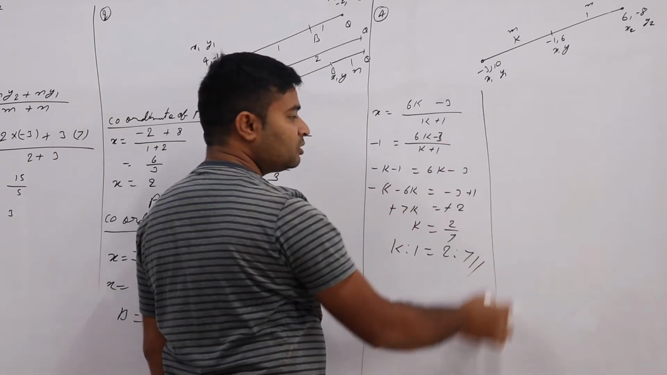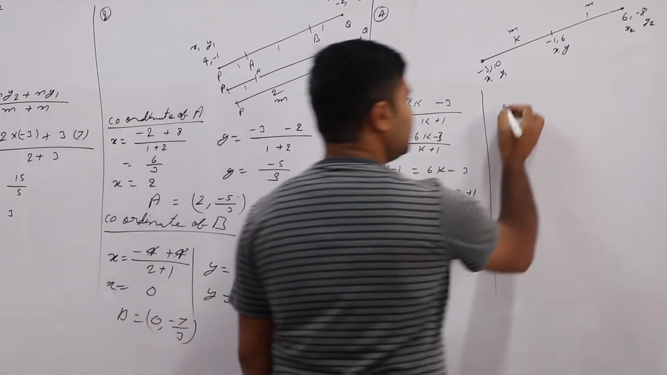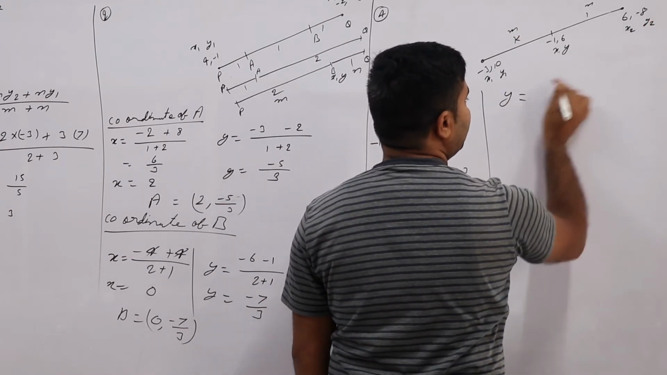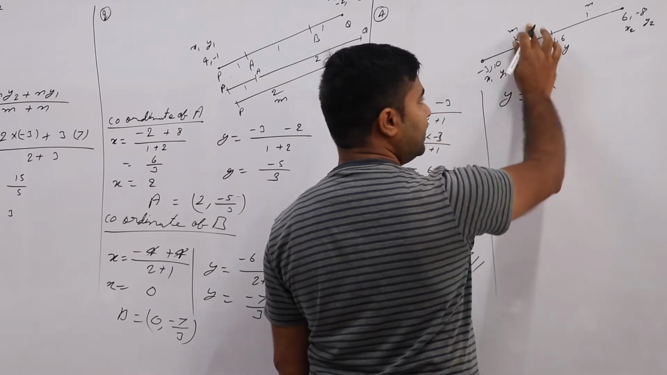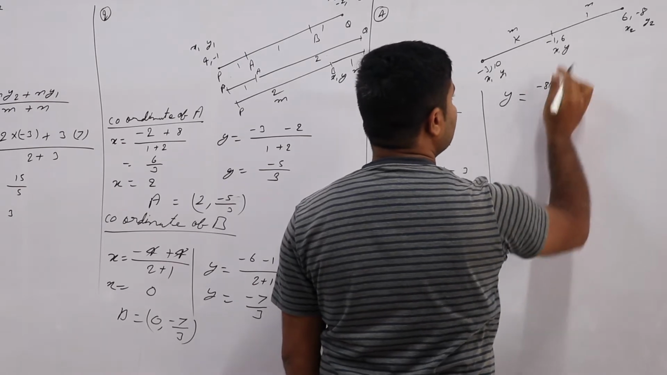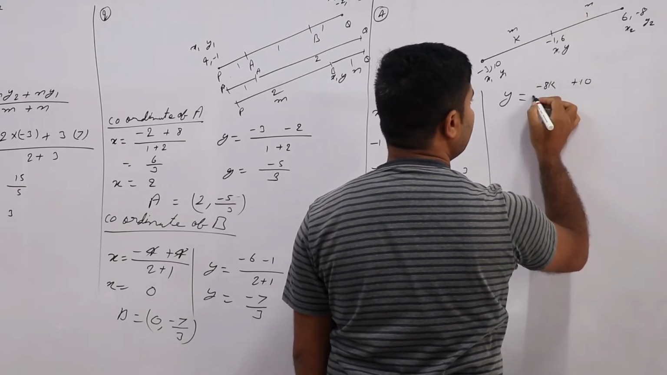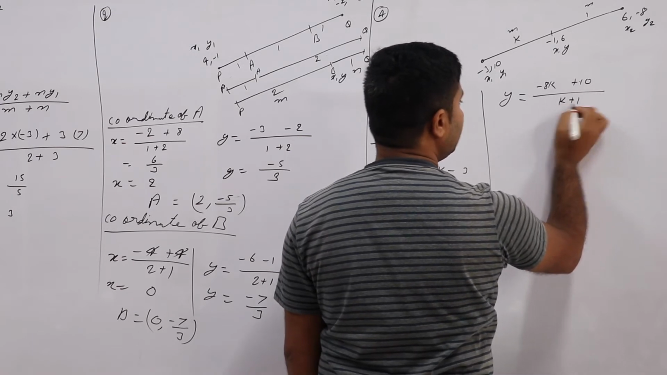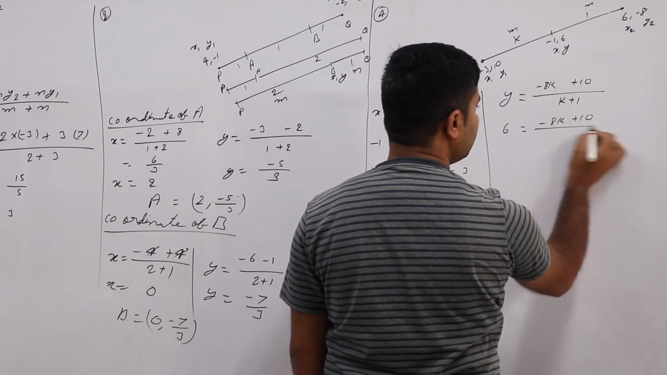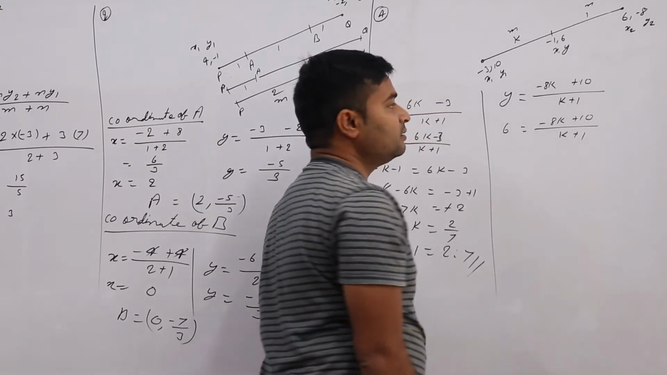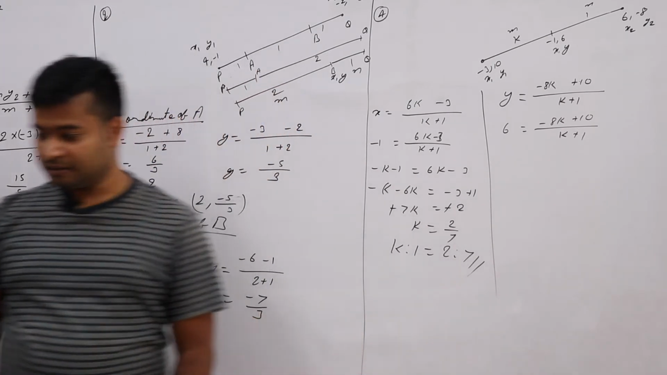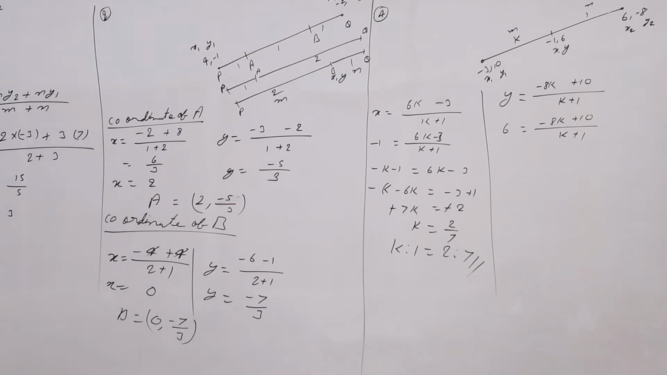If you find the y value also, even then you will get the same. Just I am writing, you people try. y is equal to how much? k into minus 8, so minus 8k. m x y2, right? Then minus 1 into 10, plus 10, by k plus 1, and here y is equal to 6. So 6 is equal to minus 8k plus 10 by k plus 1. If you simplify here also you'll get the same value. Copied?